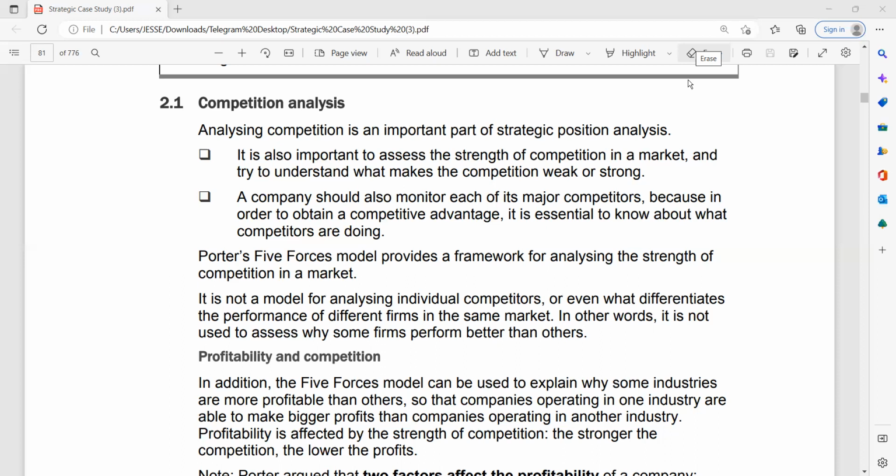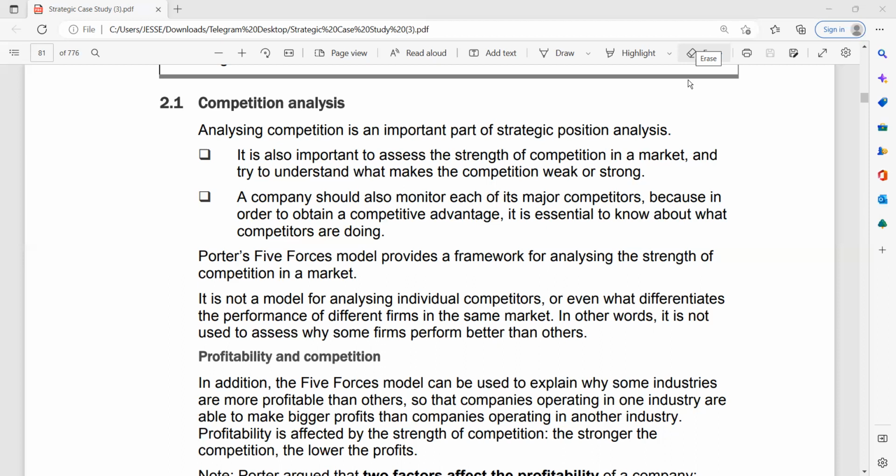What you need to note is that it is not a model for analyzing individual competitors, right? Or even what differentiates the performance of different firms in the market. The Porter's 5 forces model does not assess why one company performs better than another. That's not what it is looking at. It's looking at things from a market perspective. What is the intensity of the strength of competition in that market?